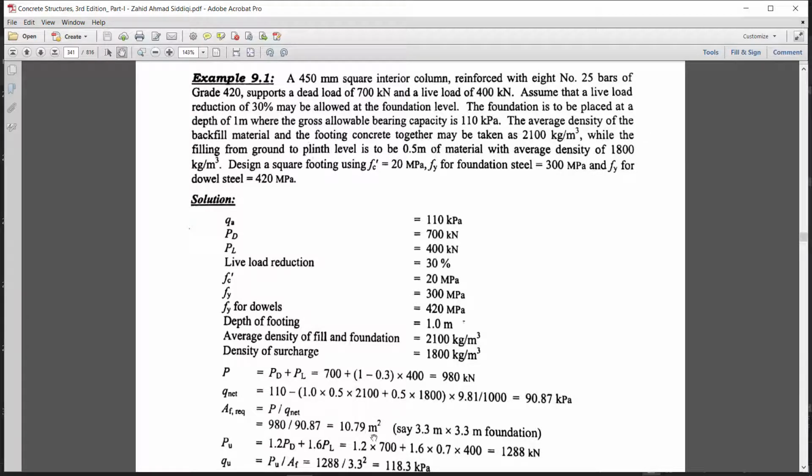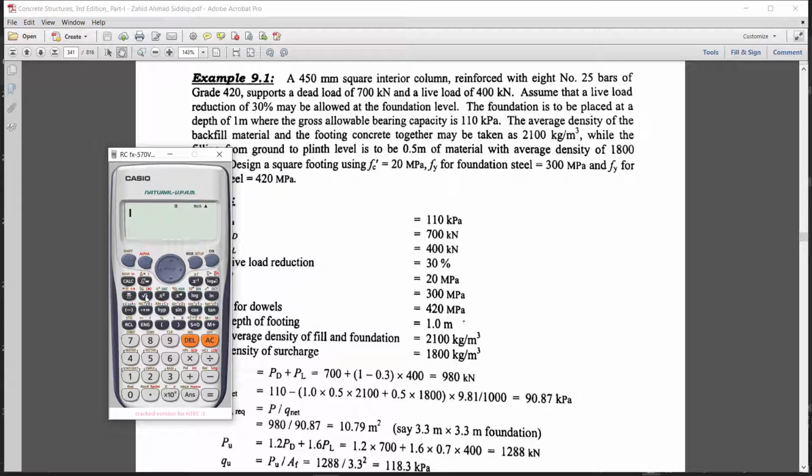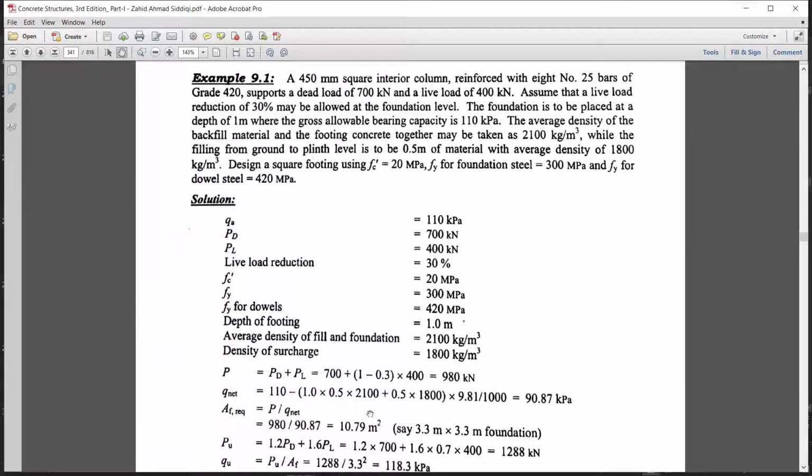So take the square root of this value, the square root of 10.79, that is 3.28. So just round it upward and take 3.3 here, a 3.3 by 3.3 meter foundation.